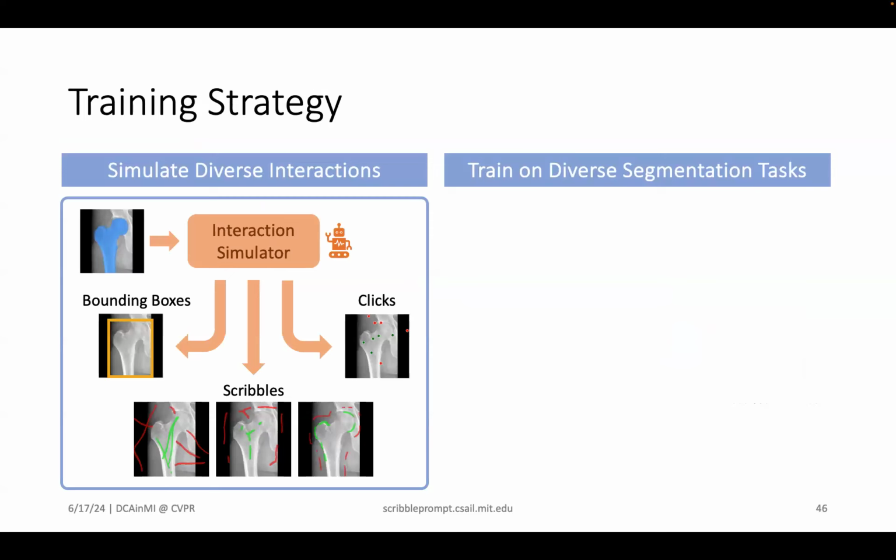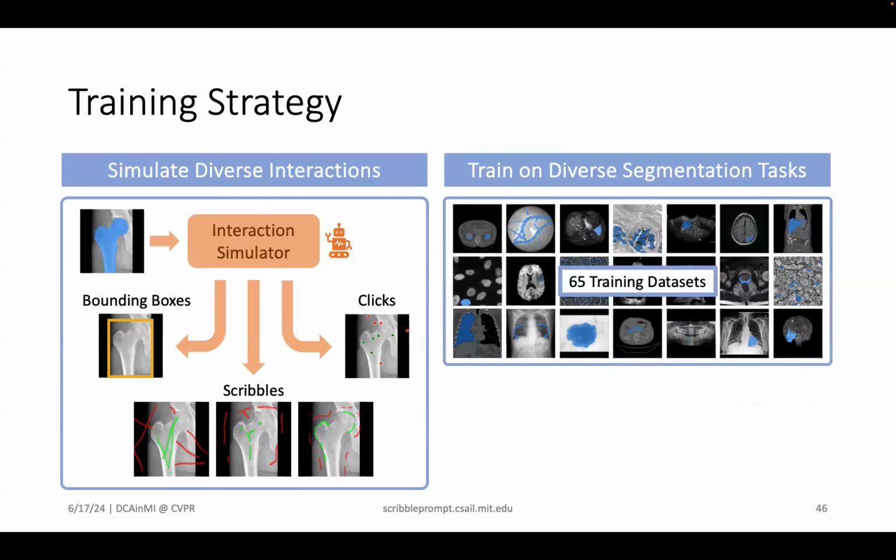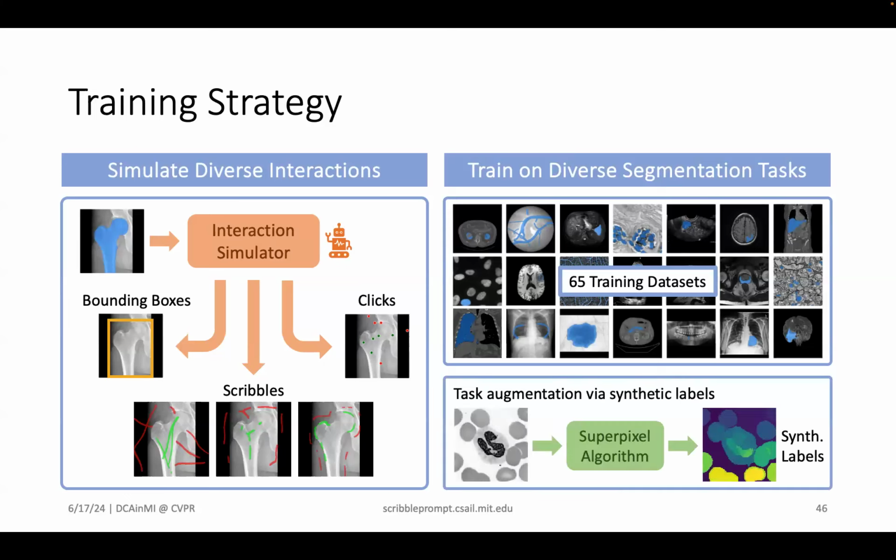Second, we train on a diverse collection of biomedical segmentation tasks. We do this by building a really large collection of data sets that covers a lot of different tasks and modalities and image types. And then we also further augment our data with synthetic tasks. We found, in particular, this helps a lot with preventing overfitting and helping the model to generalize to new tasks and learning to segment just based on the user's interactions.